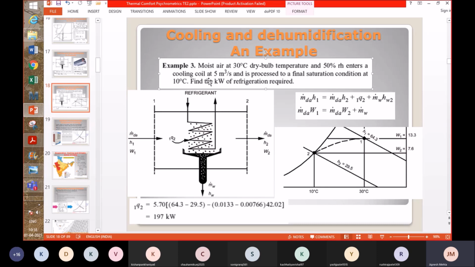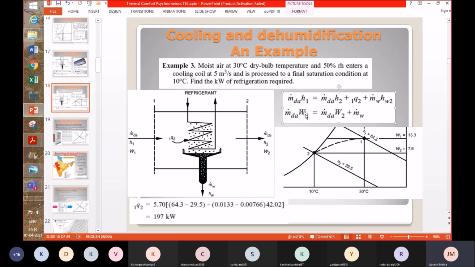Now for this case you have to get the kilowatt of refrigeration required. It's nothing but the capacity of this cooling coil, at what rate it should remove the heat from the air. That is what is to be calculated. So these energy balance and mass balance equations should help you to get this.